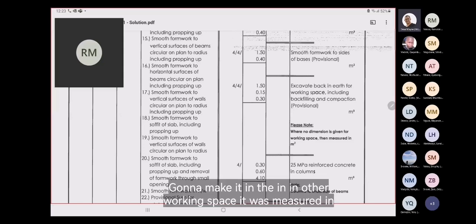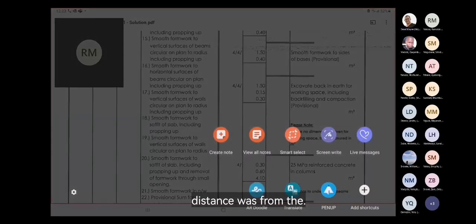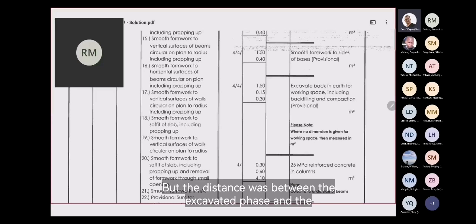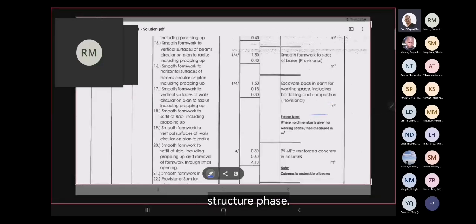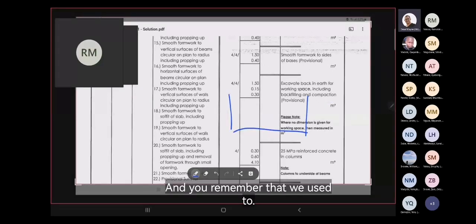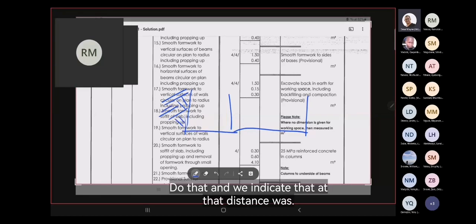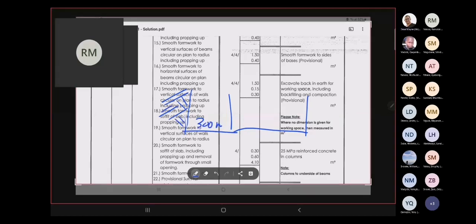When we measured in other working space, it was measured in meters squared, where we indicated what the distance was between the excavated face and the structure face. And you remember that we used to do that, and we indicated that distance was 300 millimeters.